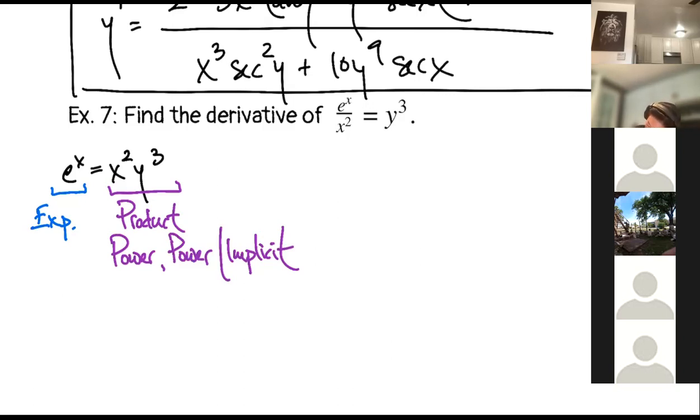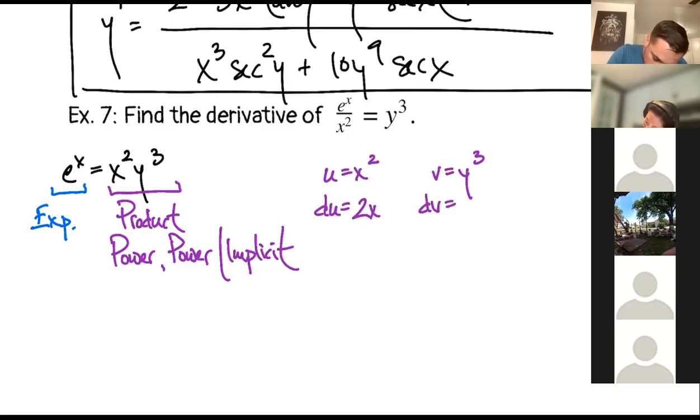All right, let's set this up. U equals x squared. V equals y cubed. Du, I think we all know by now, is going to be 2x. And dv, if you wrote 3y squared, I would be so sad for you. You got your 3y squared. Don't forget that y prime. All right, so that's a good time to pause and make sure that you've got everything there.